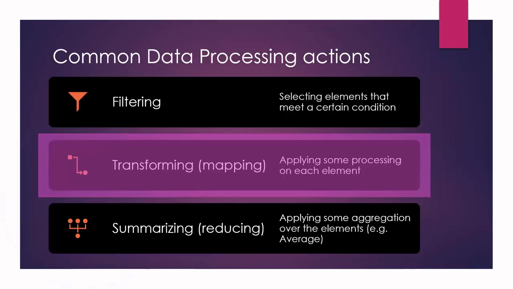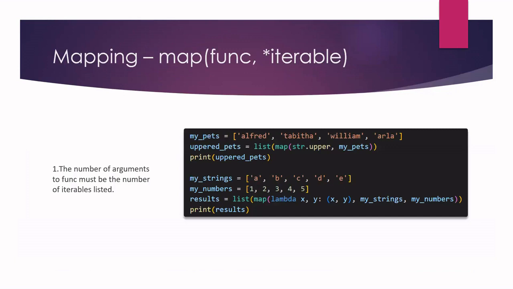Now the second type of data processing action is the transforming or the mapping. That's just to map items in a data set into something else, or transform them into something else. In other words, apply some processing on each item and create a new list that is the result of the application of the process.